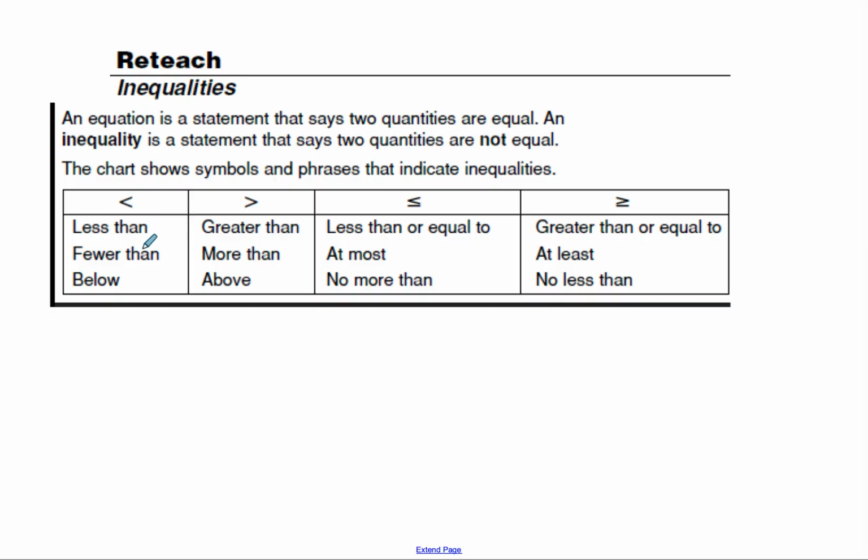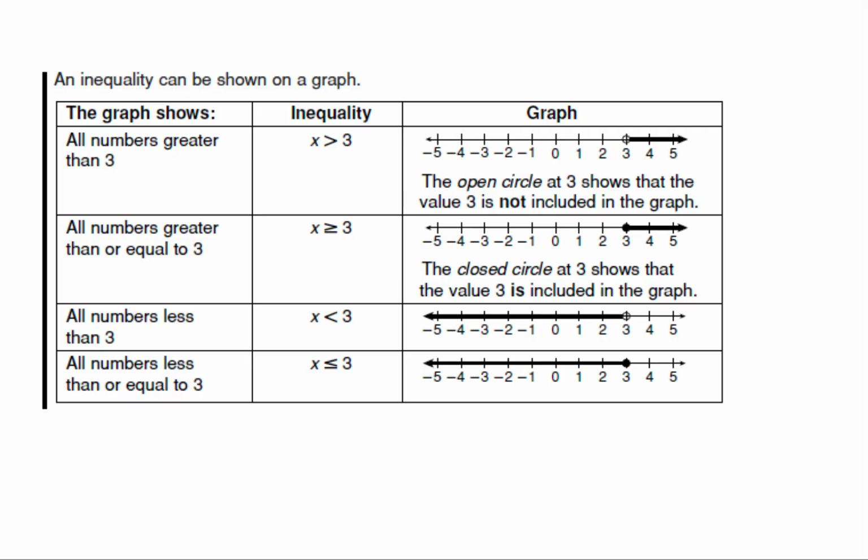So here's less than, fewer than, below. This sign means greater than, more than, or above. This sign means less than or equal to, at most, or no more than. And then this sign is greater than or equal to, at least, or no less than. Sometimes people think less than looks a little bit like a sloppy L if they're having trouble picturing which sign goes with each thing. When we graph an inequality, we need to have a number line.